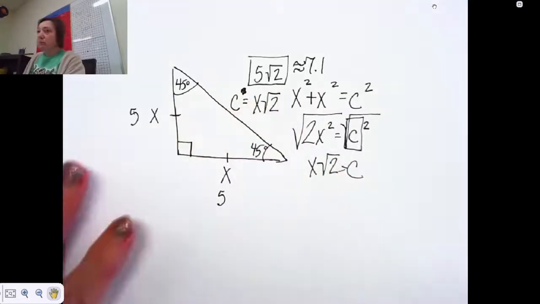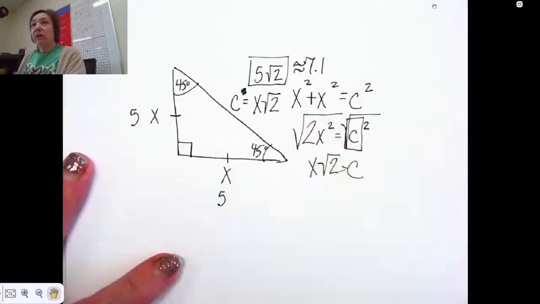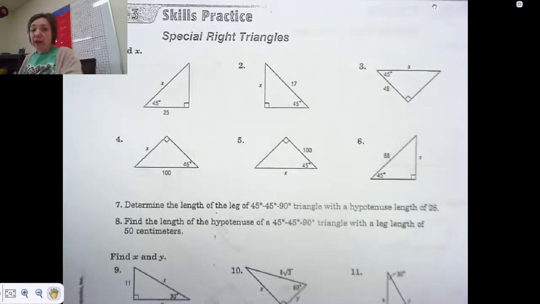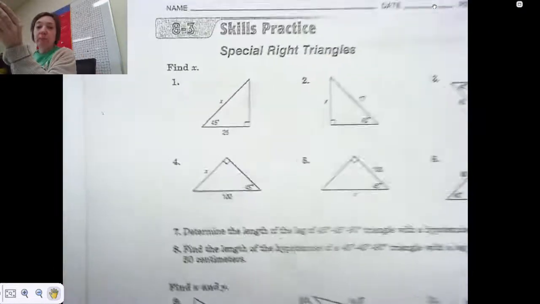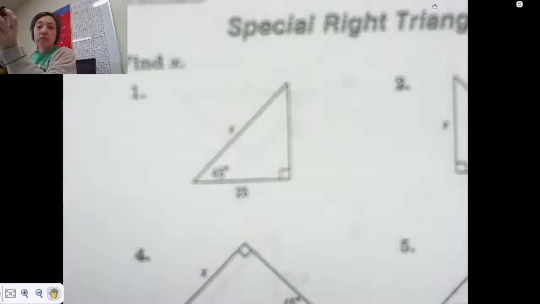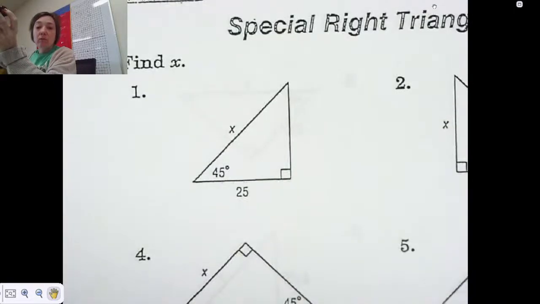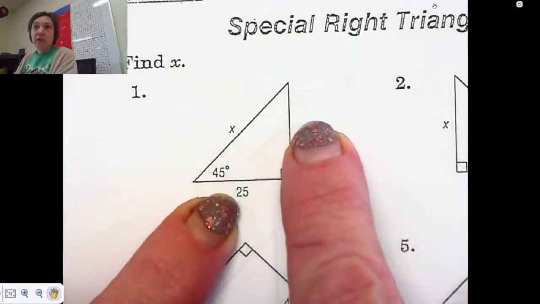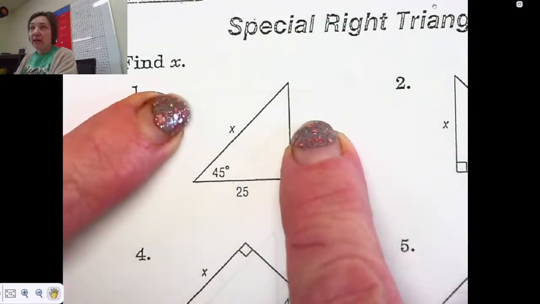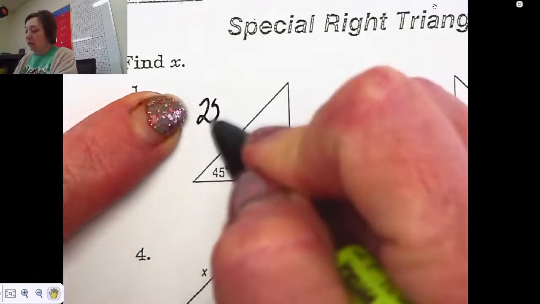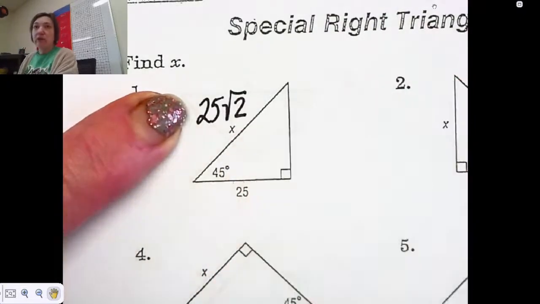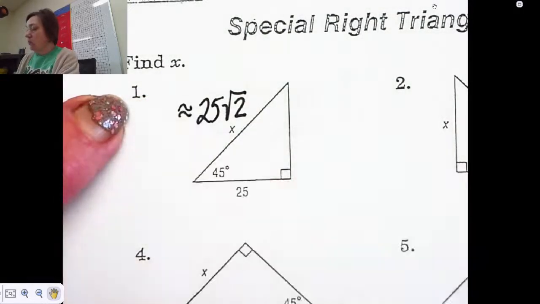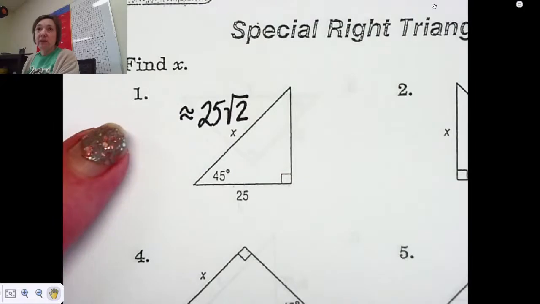Okay, so let's take this knowledge and take it to our skills practice. If we look at number 1, this side is 25. What is this side over here? 25. And then this side is 25 times the square root of 2. We'll punch this in our calculator and get an approximate answer that we round to the nearest tenth.